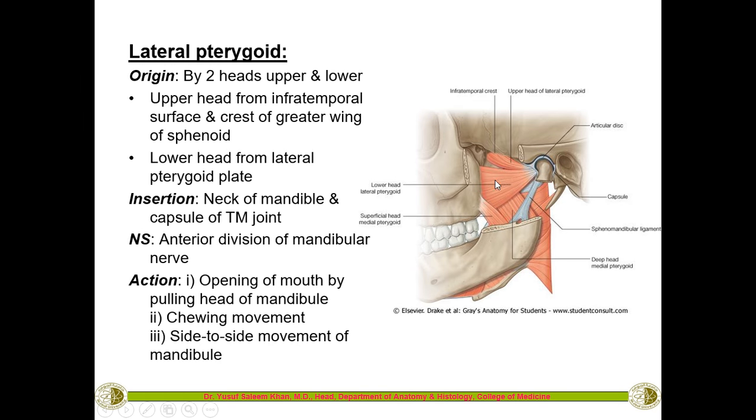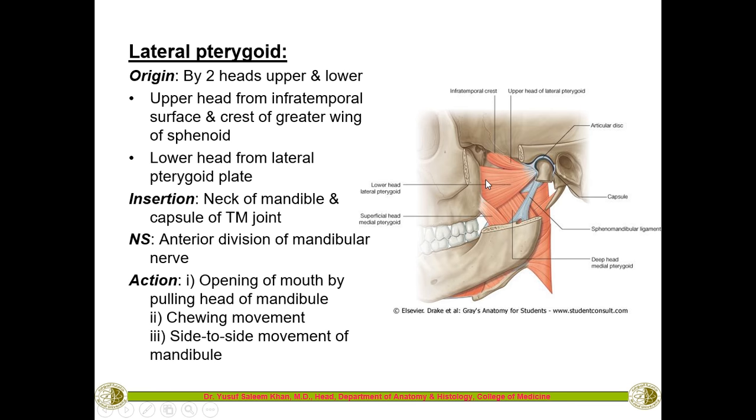The lateral pterygoid, as I said, has two heads, the upper head and the lower head. The upper head takes origin from the infratemporal surface and crest of the greater wing of the sphenoid bone. Here is the infratemporal surface, as well as the crest of the greater wing of the sphenoid. Sphenoid has two wings, the greater wing and the lesser wing. Then the lower head takes origin from the lateral pterygoid plate.